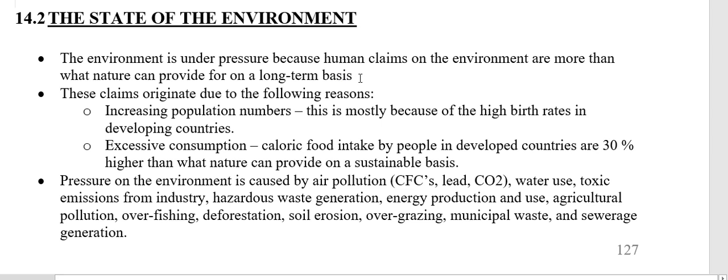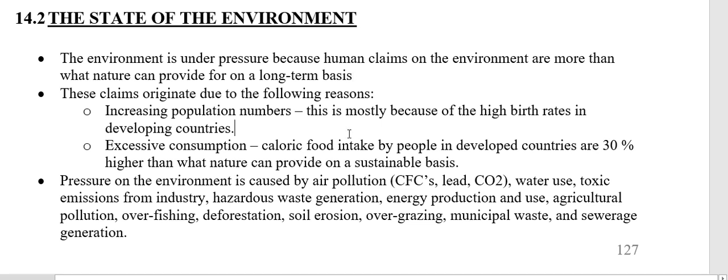First of all, our natural environment is under pressure because human claims on the environment are more than what nature can provide for on a long-term basis. So basically, it is not sustainable. We are taking more out of the environment than what is sustainable. If we continue our exploitation of nature, future generations will not have access to a healthy environment. Now, why is this? Why are our human claims more than what the environment can handle?